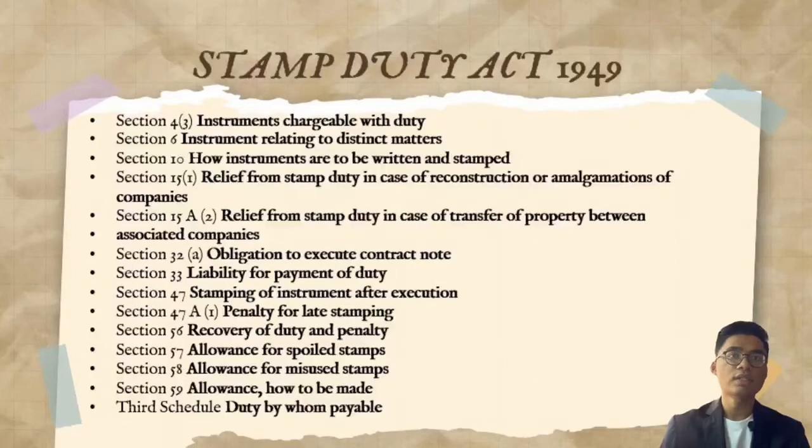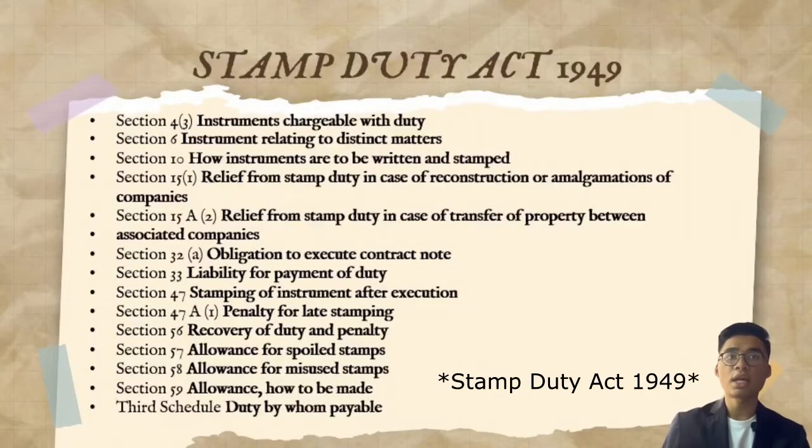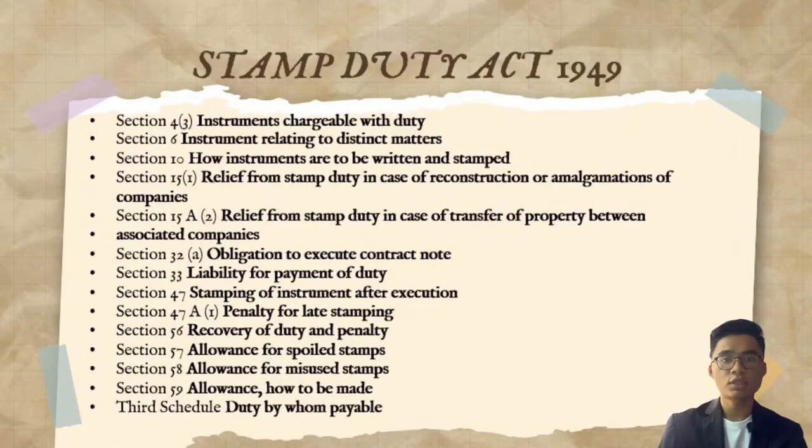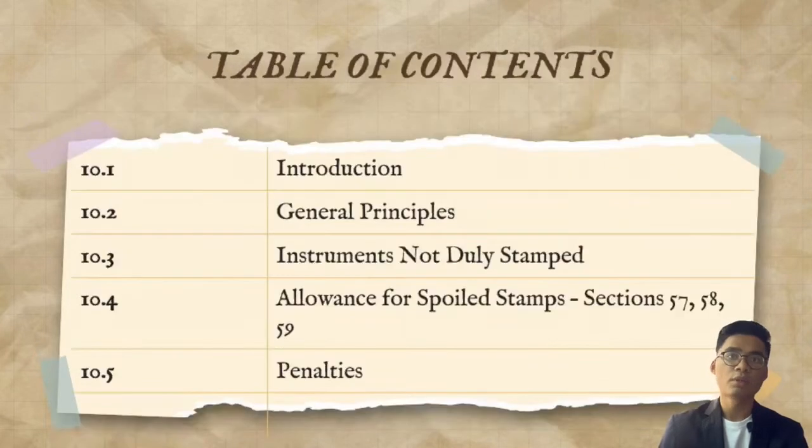This is the list of the sections under the Stamp Act 1949 that was stated in this presentation for your reference. For this topic, me and my group members will cover the introduction, general principles, instruments not duly stamped, allowance for spot stamps, and penalties.